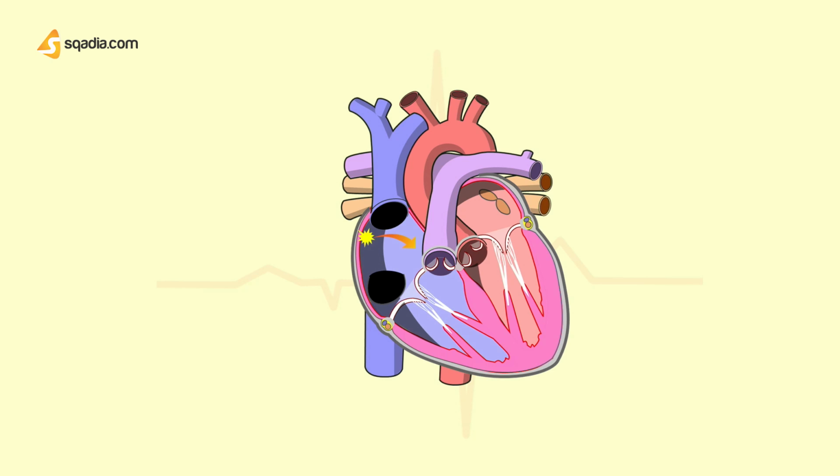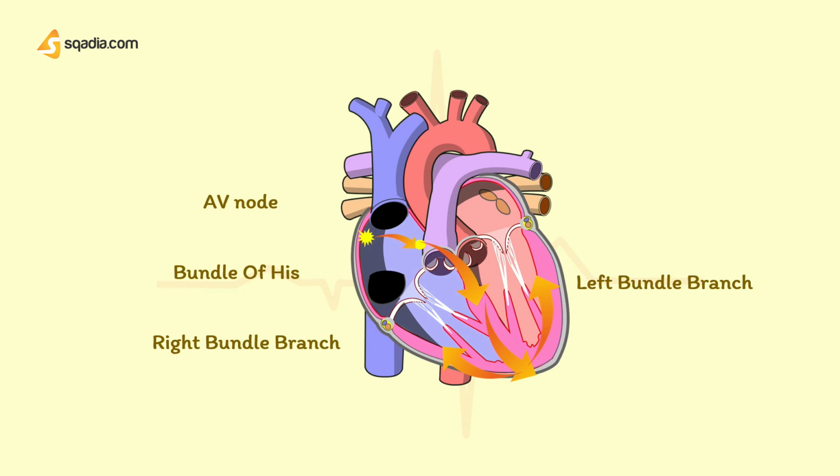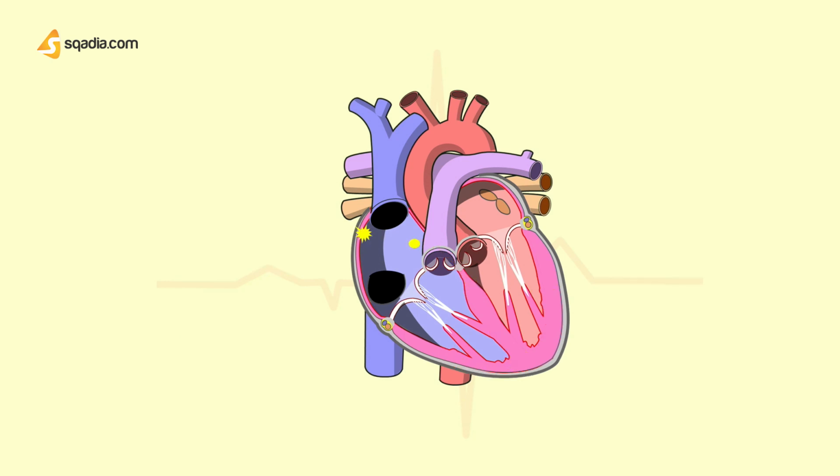Next, the depolarization funnels down and through the AV node and then goes down to the bundle of His and continues down the left and right bundle branches. And then all the way to the Purkinje fibers, which are embedded in the myocytes of the left and right ventricles. So when these Purkinje fibers depolarize, they lead to ventricular contraction.